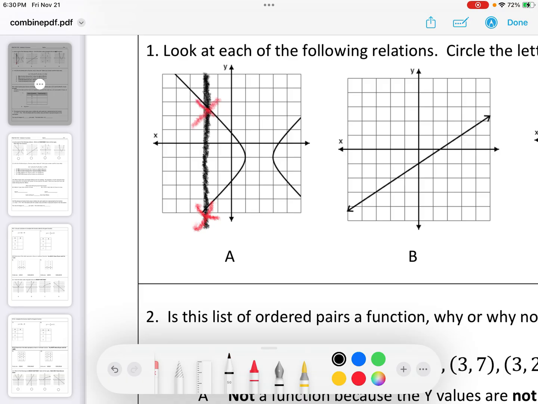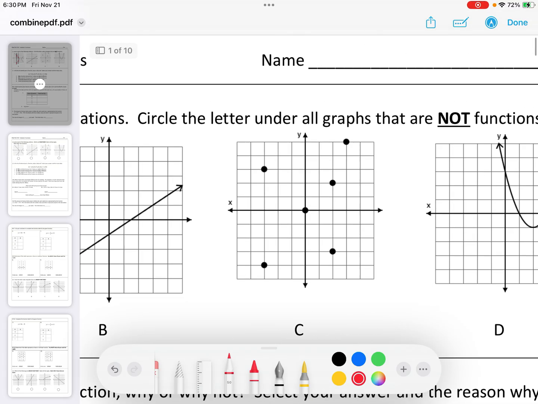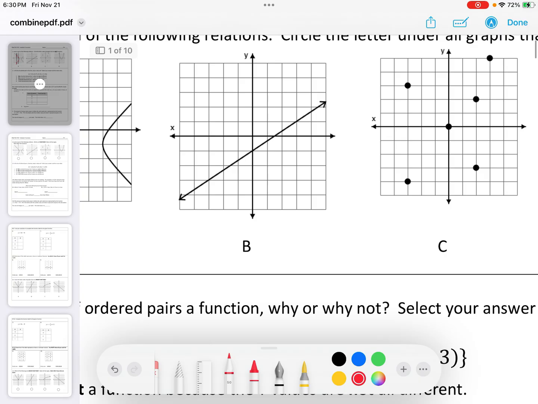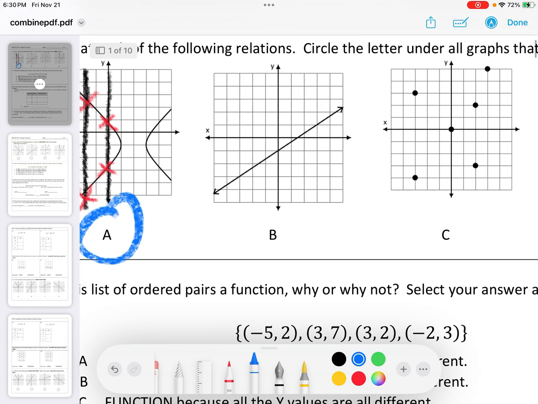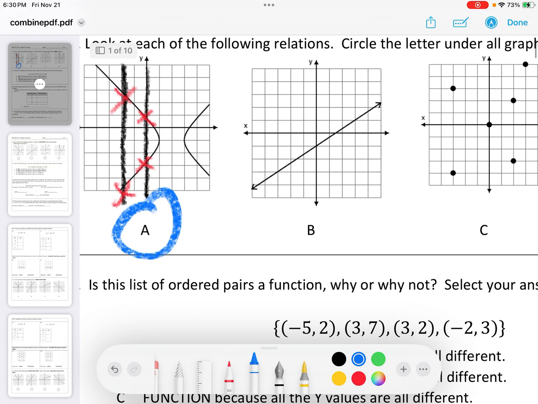Let's try it again here. Hey, it crossed more than once again. If it crosses more than once, then it fails the vertical line test and it is not a function. So they want us to circle the letter that are not functions. Okay, I can do that with my big crayon. I don't want to use red though. Okay, so that's good. That one is not a function.